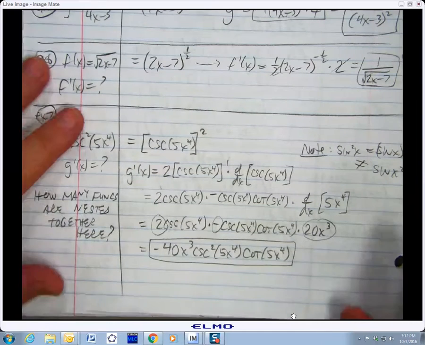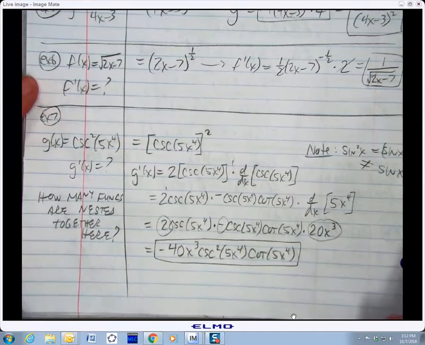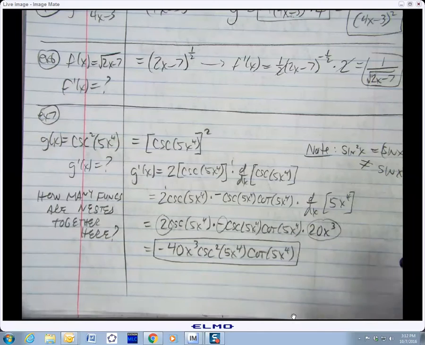All right, that's a big long process. It gets quite crazy sometimes. And that's only with 3. Imagine if we had 4.